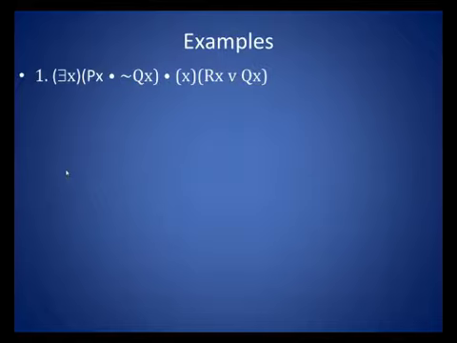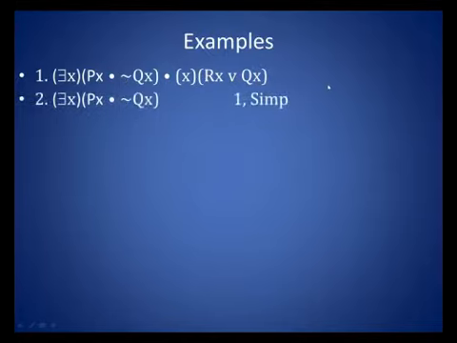So look at this. I have, there exists an x such that x is p and x is not q, and for all x, x is r or x is q. What's the main operator for this statement? Hopefully you said conjunction. Notice, my main operator on this statement is located right here in the center, the dot. So this is considered a conjunction. Therefore, I can use my rule of implication on it.